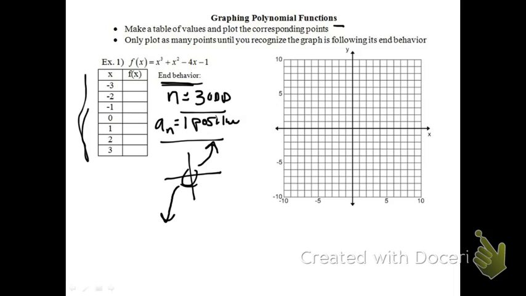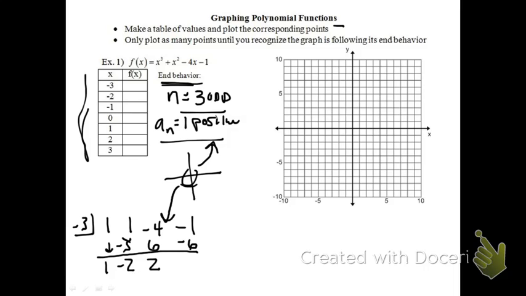If I wanted to plug in -3, I'm going to put it in the box. I'm going to write the coefficients 1, 1, -4, -1 down. And I'm going to drop down the 1, multiply to get -3, add to get -2, multiply to get 6, add to get 2, multiply -3 and 2 to get -6, add, and I get -7. So when I plug in -3, I get out -7, which I can plot. I believe, let's see if I can get it on here nicely, -7 would be right here. So that's my first coordinate.